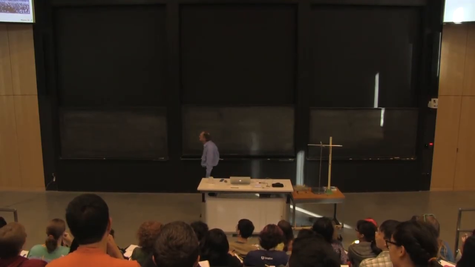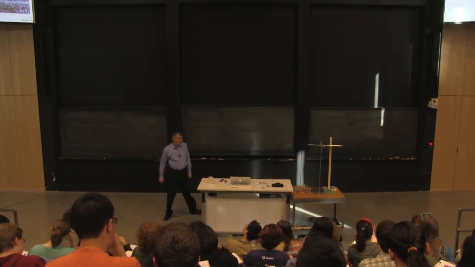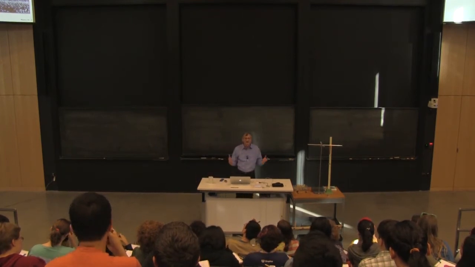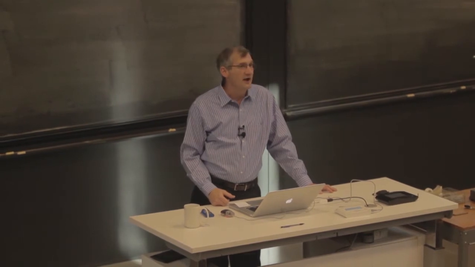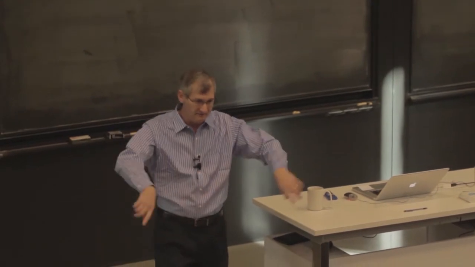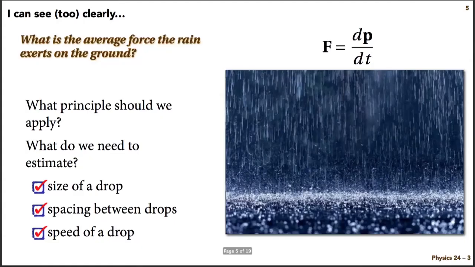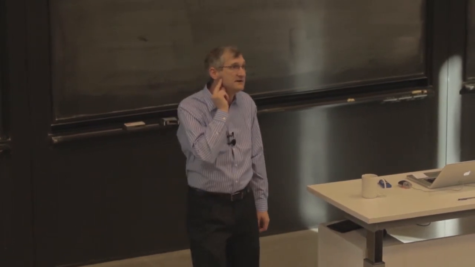And I'd like to use some of our ideas about momentum to figure out what is the average force that the rain exerts on the ground, actually the average pressure, so the average force per unit area of the pavement out there. Now, it's true, 0 is the correct answer at the moment, but we're imagining that the rain is falling down, and I want to make an estimate of that pressure. What do I need to know to make an estimate of that pressure?